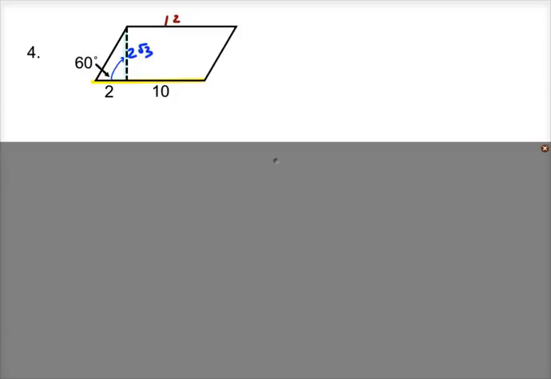So now into the formula. I know the area for a parallelogram is base times height. The base is 12, and the height is 2 square roots of 3. So 12 times 2 is 24, and the square root of 3 doesn't change.